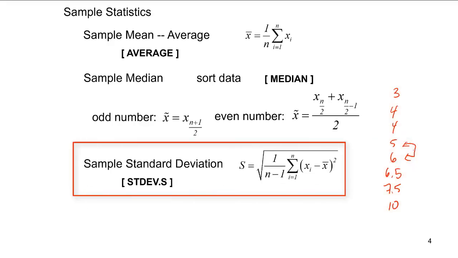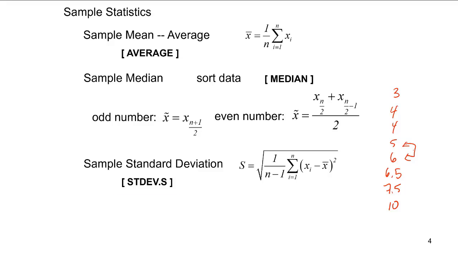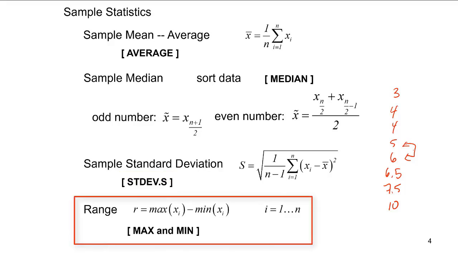Sample standard deviation, note the division by n minus 1 here. And that's important compared to population standard deviation, where you just divide by n. In Excel, you can use the stdev.s function for sample standard deviation. We can also compute the range by determining the max and the min and the difference between those.